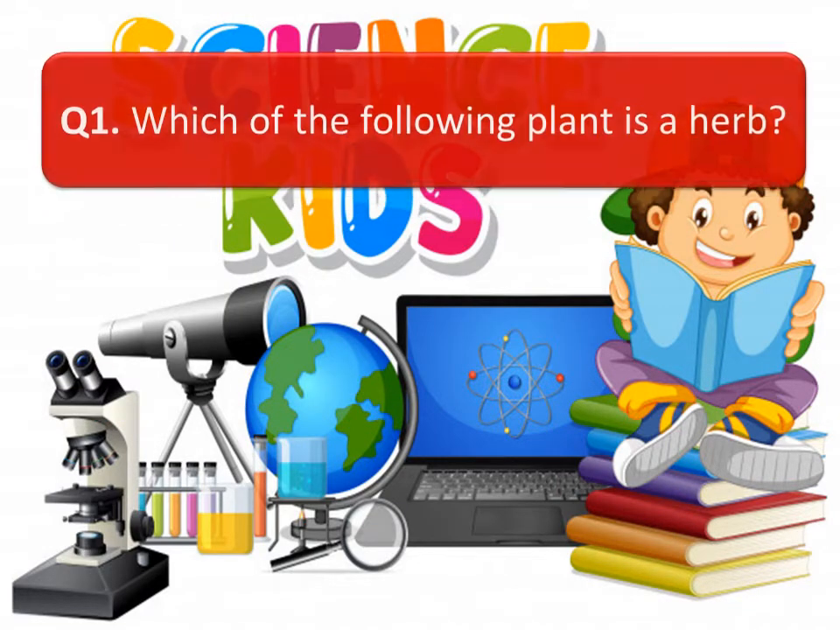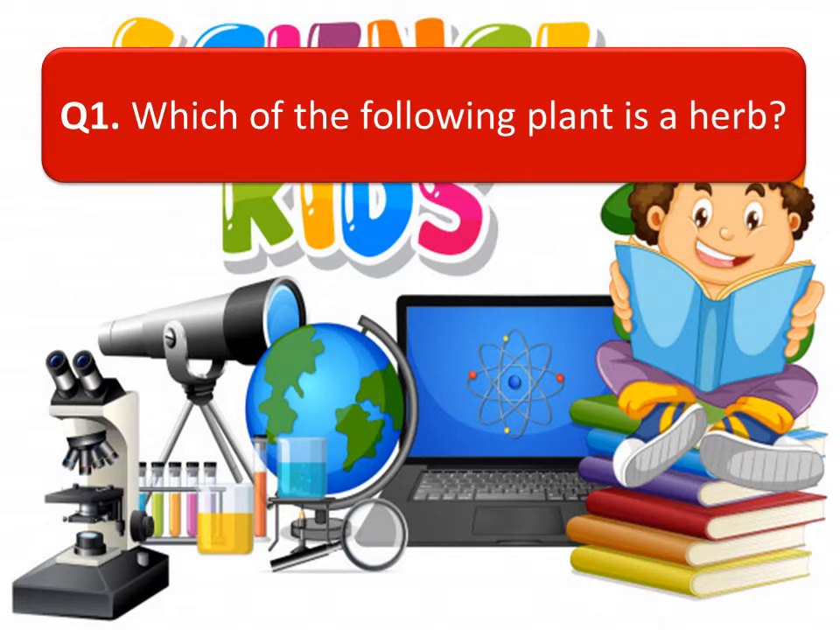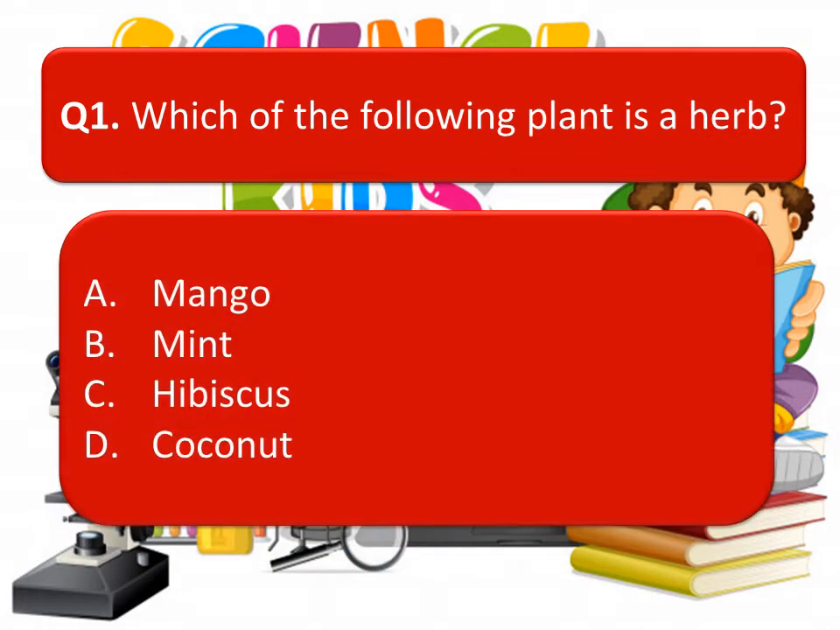Here is our first question. Which of the following plants is a herb? Now read the options: mango, mint, hibiscus or coconut. Think about the correct answer and note it down in your notebook. And the correct answer is mint. Yes, mint is a herb.